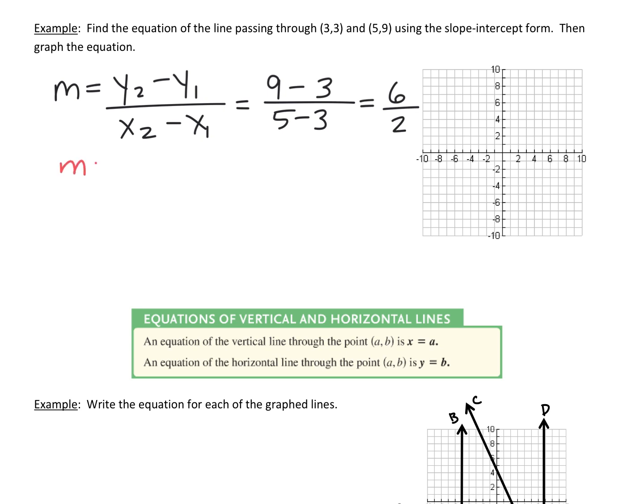I think it's 3 again, which is pretty lame. It keeps being the same thing. Okay.